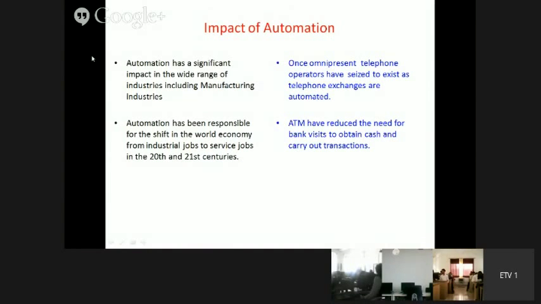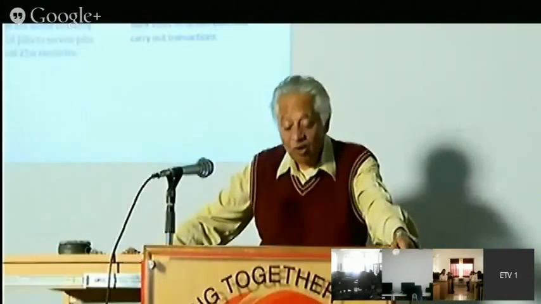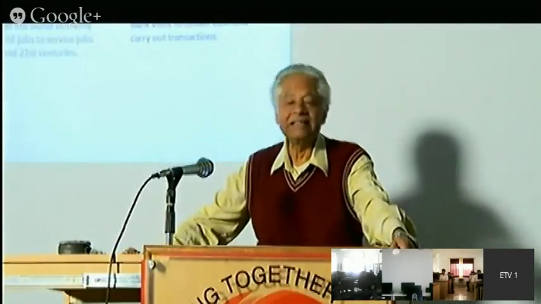Automation has been responsible for the shift in the world economy from industrial jobs to service jobs in the 20th and 21st centuries. ATMs have reduced the need for bank visits to obtain cash and carry out transactions. This is one burning example here: earlier people used to visit the banks for every reason. They had to go to the bank for cash, for depositing something, to get the money back from the bank, etc. But now ATMs have solved this to some extent, and visiting the bank has become very much less.